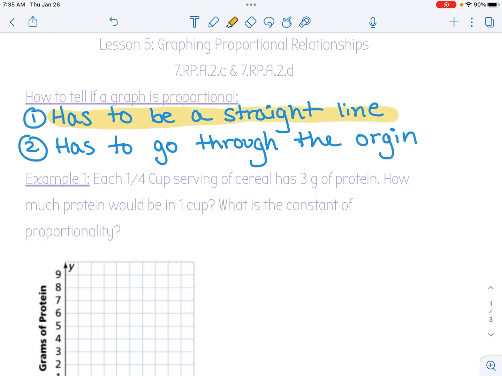So we have talked about constant proportionality, having a constant multiple if a relationship is proportional. So if you are multiplying by the same number, you're going to have a straight line. Otherwise, it's not proportional. And then the other rule is that it has to go through the origin. So if a graph has these two things, it is a proportional relationship.